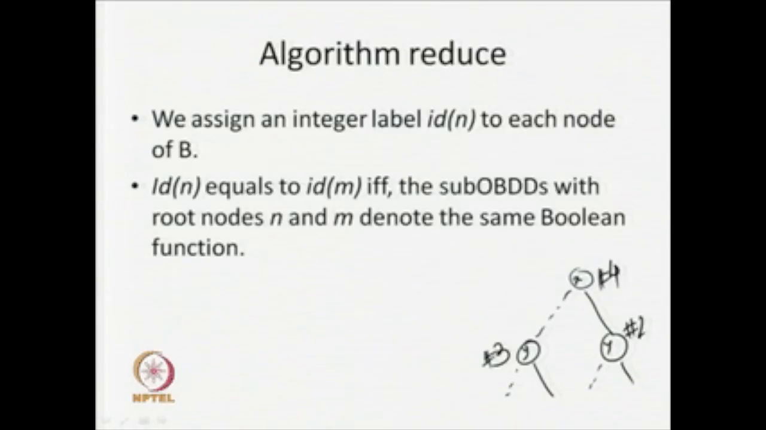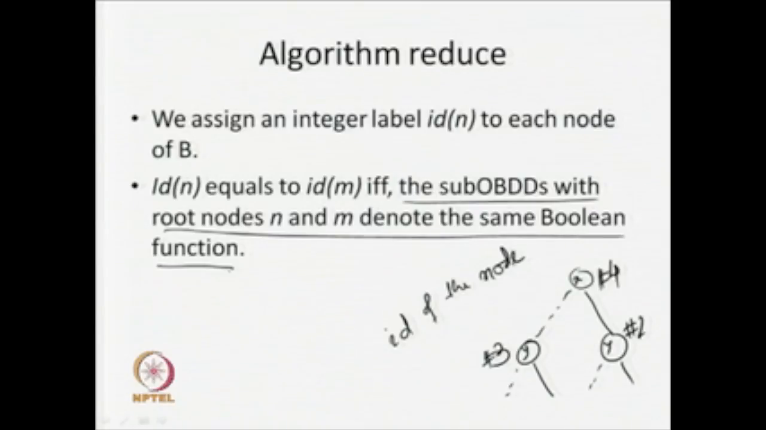So, this is an integer label of this particular node, and we are going to say that this is basically the ID of the node. So, basically we are going to give an ID, and ID is nothing but the integer label of each node, and we can say that ID of a particular node n will be equal to ID of m if the sub OBDDs with root nodes n and m denote the same Boolean function. So, basically if sub BDDs denote the same Boolean function, then we are going to give them the same integer label.